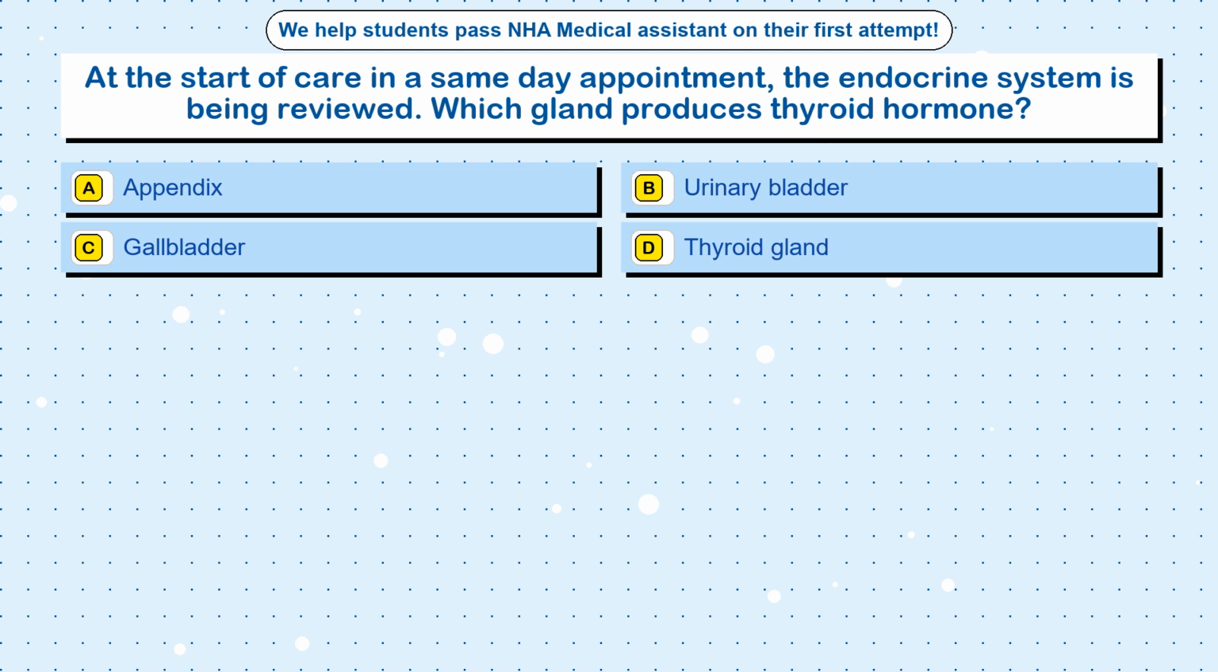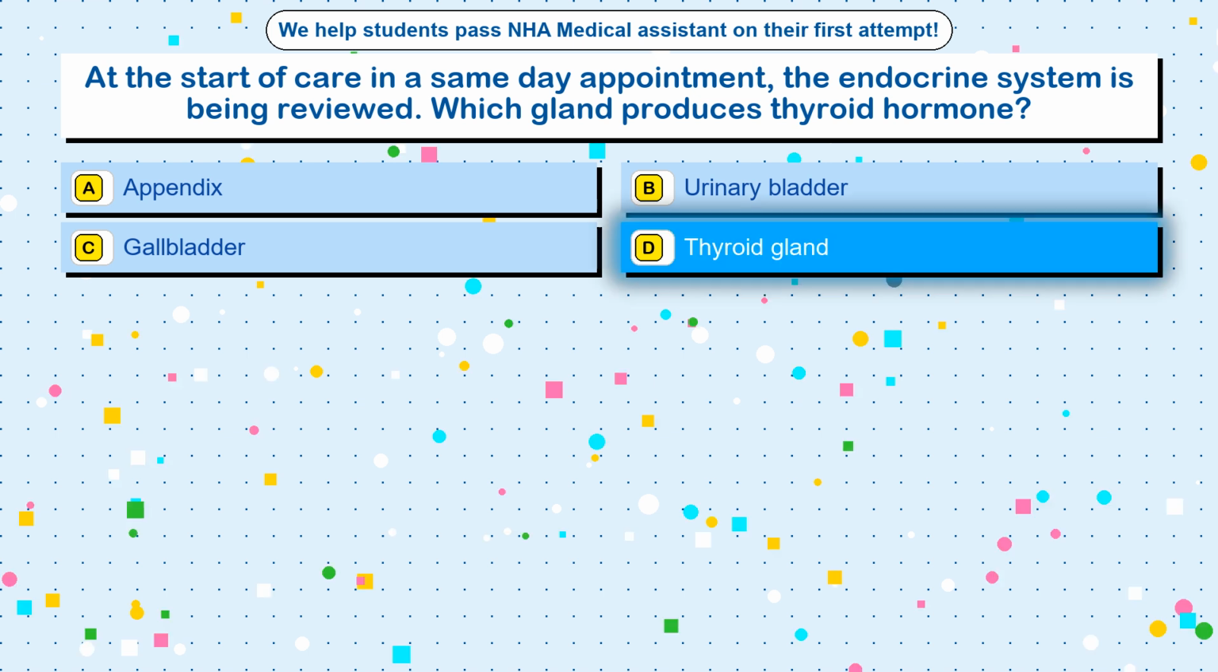Question 1. At the start of care in a same-day appointment, the endocrine system is being reviewed. Which gland produces thyroid hormone? Option A, appendix. Option B, urinary bladder. Option C, gallbladder. Option D, thyroid gland. The correct answer is option D, thyroid gland.